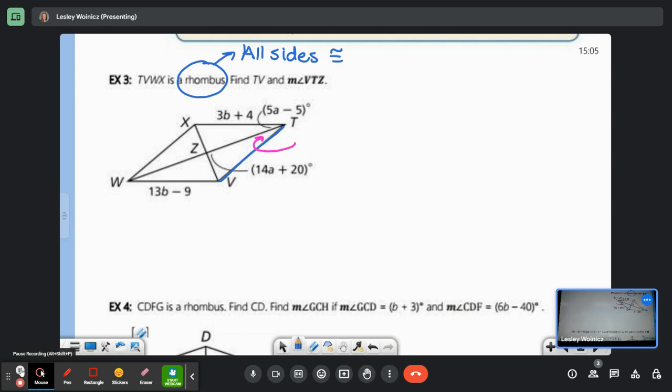13b minus 9 equals 3b plus 4. Yeah, all of these sides are congruent, right? So if I set these two sides, top and bottom, equal to each other and solve for b, I can plug b in and find the length of all of the sides. So I've got 13b minus 9 equals 3b plus 4. I've got 10b. I've got, oh my gosh, is that 13? So I'm getting 1.3 for b.